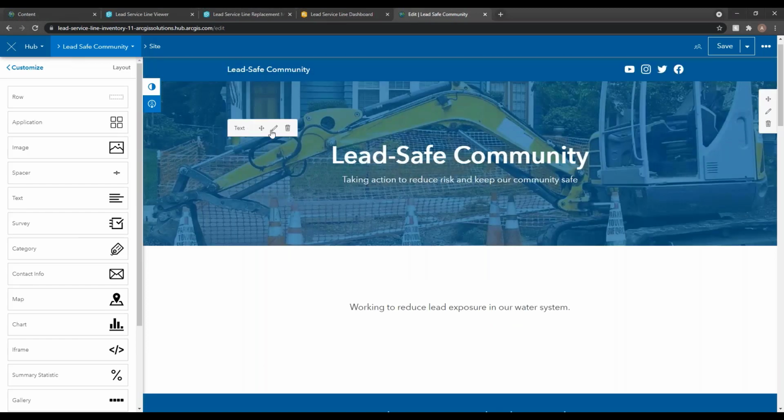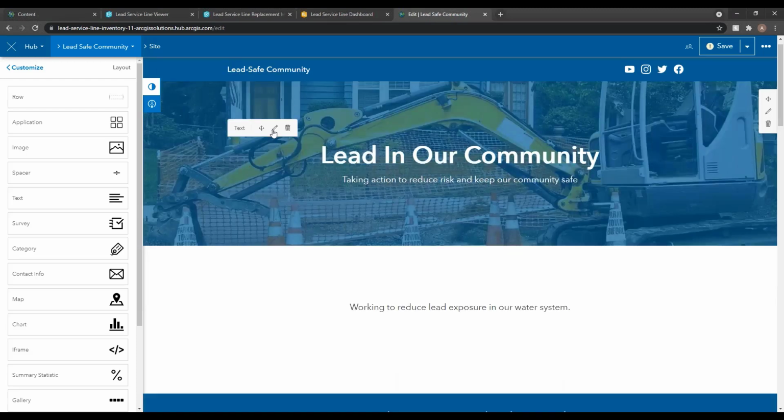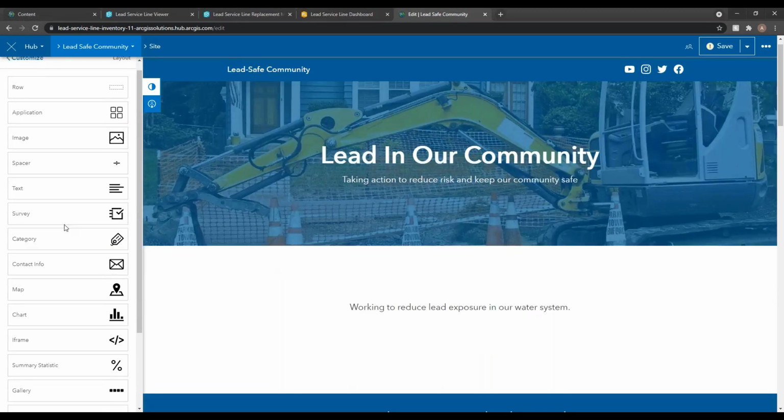So if I wanted to change the title, instead of lead safe community, just maybe want to call it lead in our community, you can change that. If you wanted to add a survey or a map, you could just drag them in and they will show up in the website. So for now, I'm going to pass it back to Howard for some implementation tips.